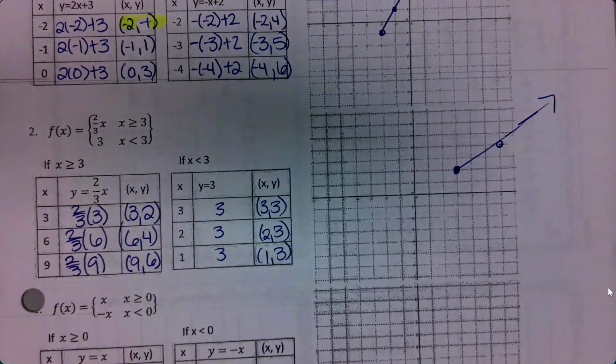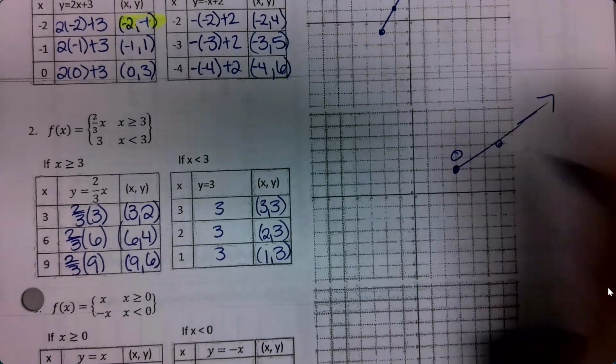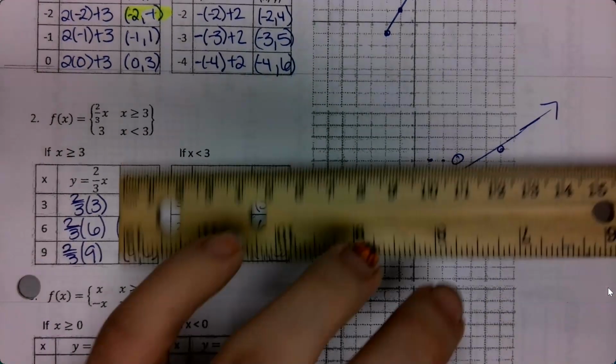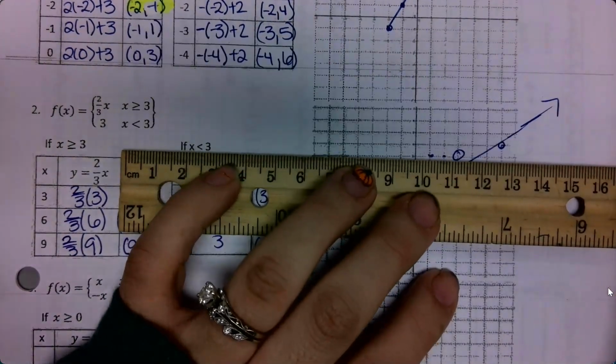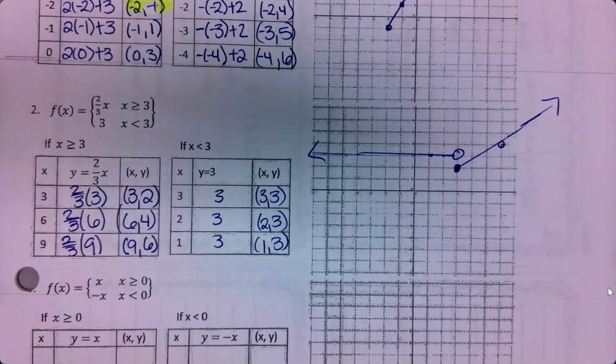Then my other one is going left forever. So at 3, 3, this gets an open circle. And then every point after that is going to be equaling 3. So I'm going to just draw my line. And it should be a straight across line.